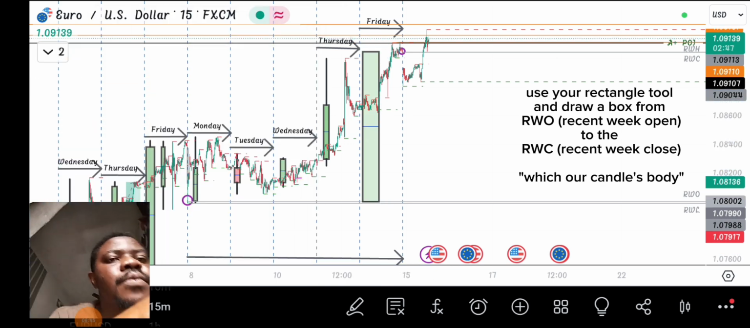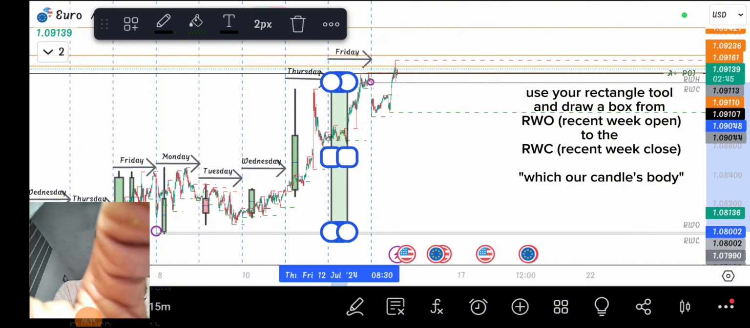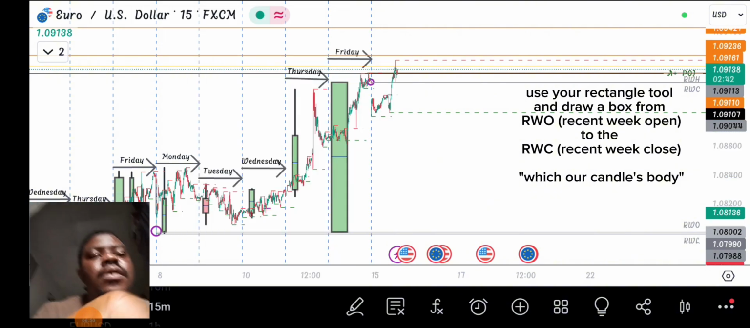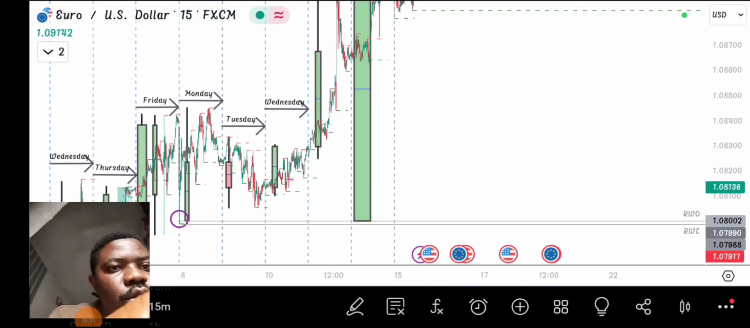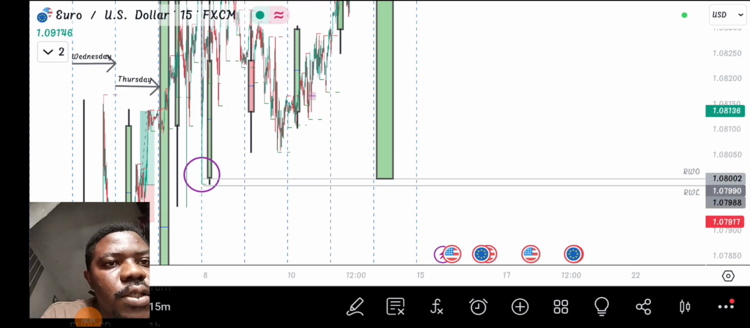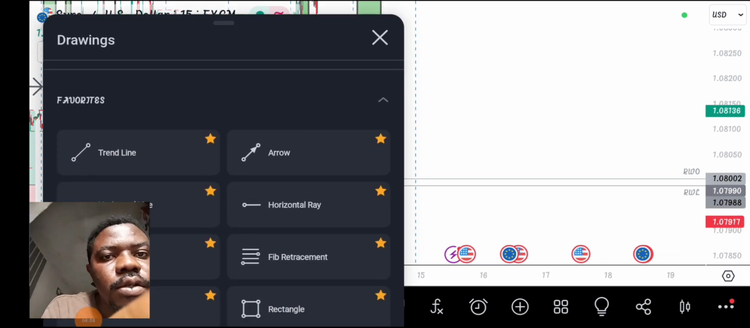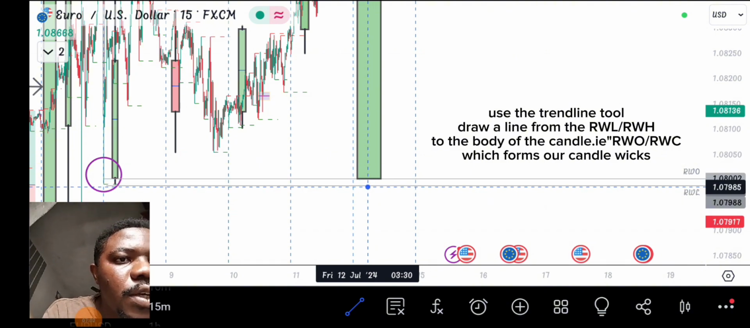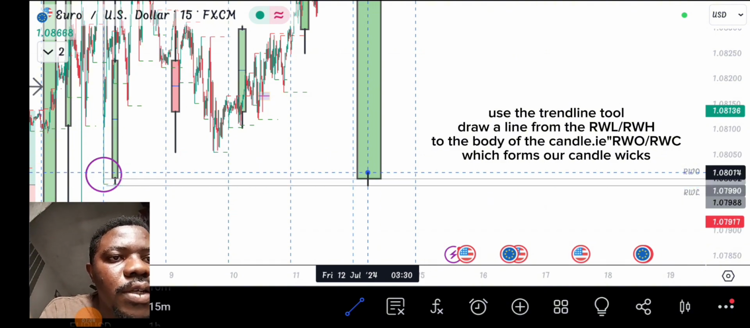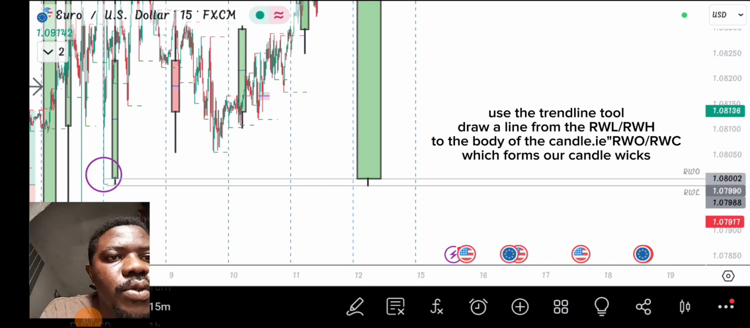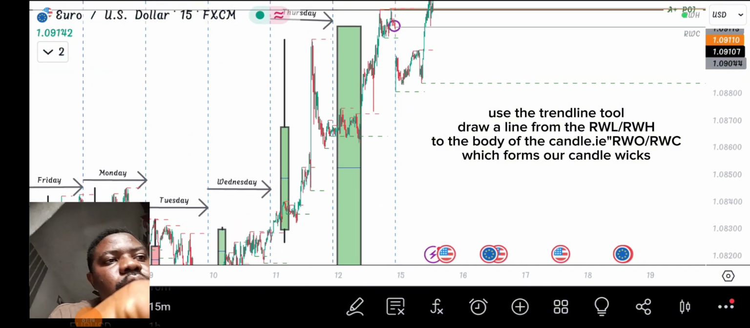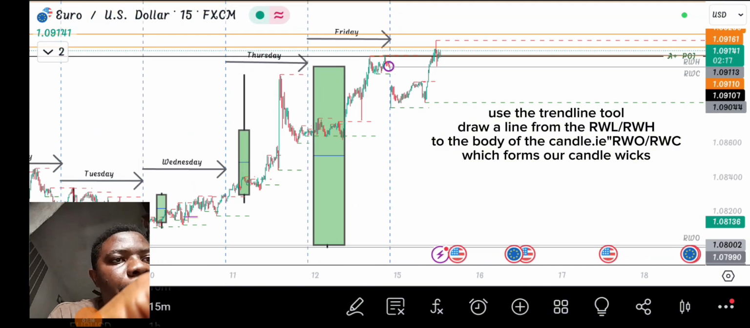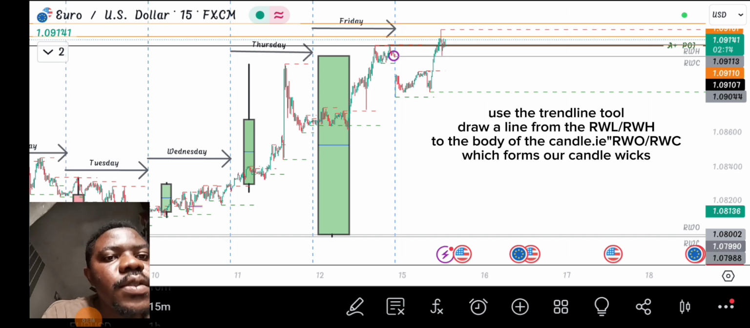Okay, so let me make the color a little bit thick. We need to draw the candlestick wick, which is from our recent weekly low to our recent weekly open. So that's our low right there. That's a wick right there.